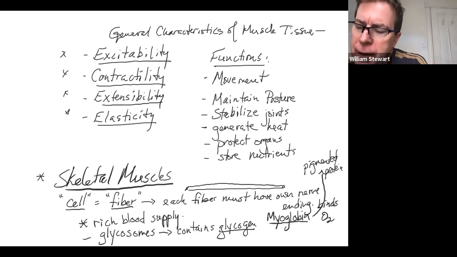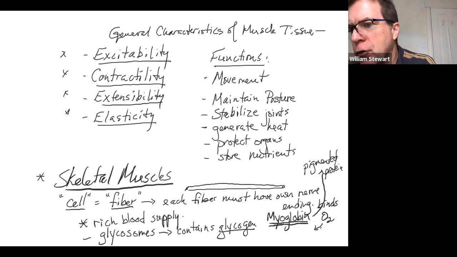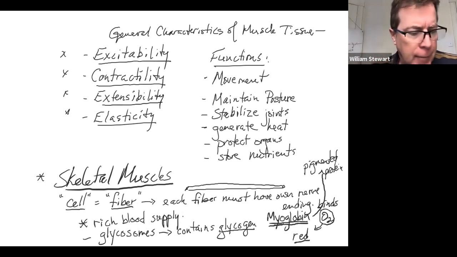Like hemoglobin in our blood, myo just means muscle. Myoglobin is a protein-based structure that oxygen binds to, and when it does, it turns red. So myoglobin turns bright red, just like hemoglobin does in our blood, when oxygen is bound to it.